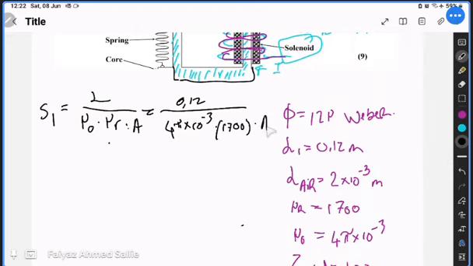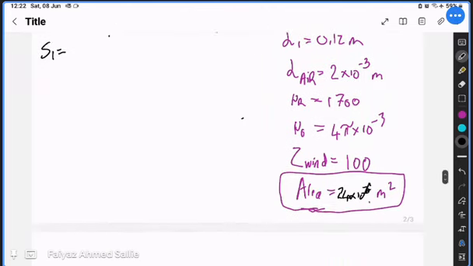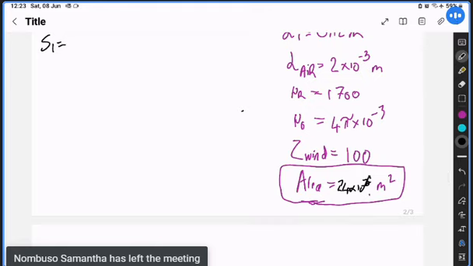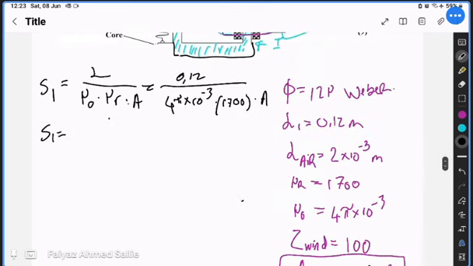170 multiplied by the area, and we get an answer of... the calculator is 0.21 over 4 multiplied by pi multiplied by 10 to the power negative 3 multiplied by 1.7 multiplied by the area of 24 times 10 to the negative 6, and we have an answer of 230 kiloamps per Weber. So we're going to repeat it for A.